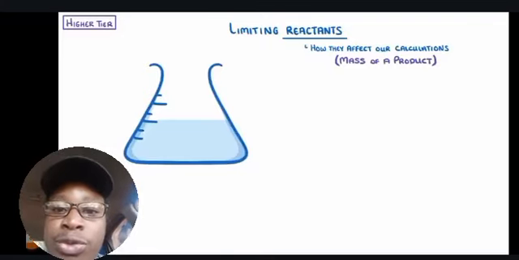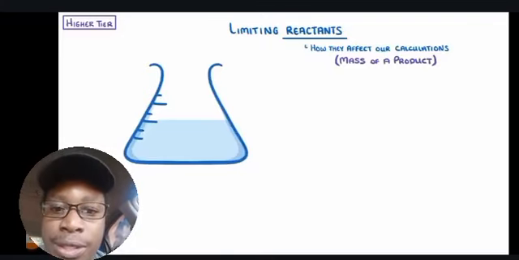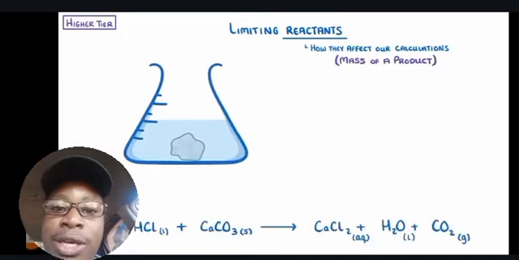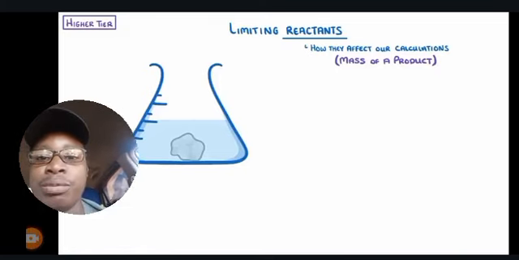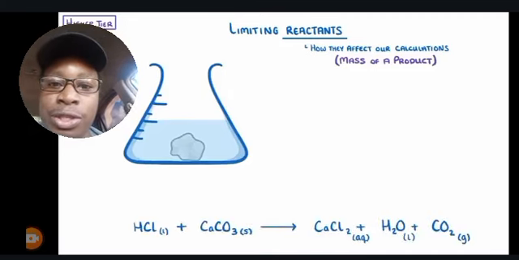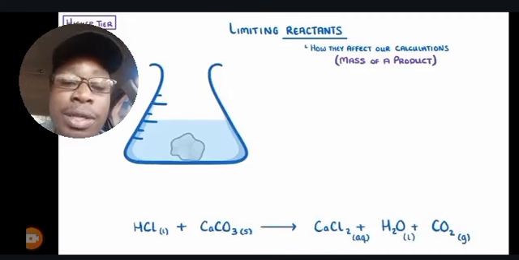Okay, so in this video we'll talk about the concept of limiting reagents, which is very important in your study of O-level chemistry. So what is a limiting reagent? Let's suppose you have a reaction between an acid and a base, which is between hydrochloric acid and calcium carbonate, which is your base.